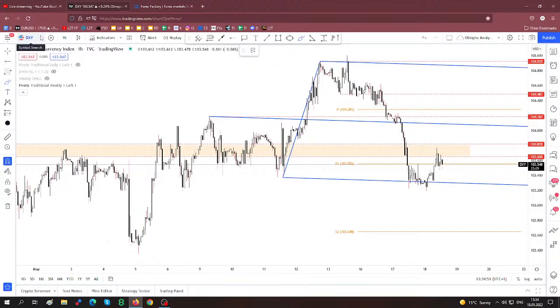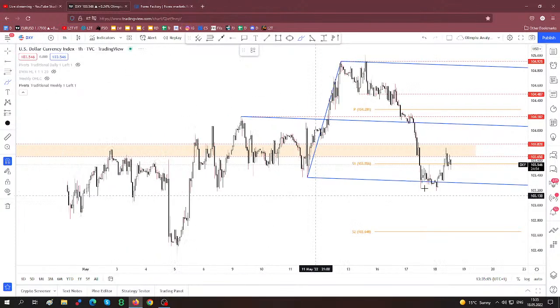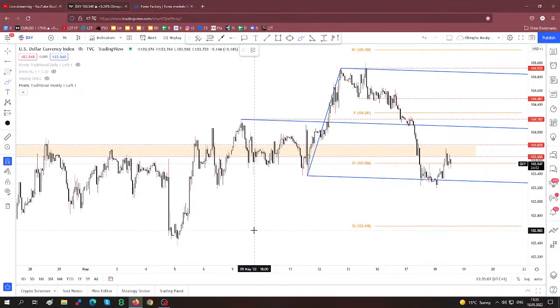Personally, and other VIP members could confirm that, I've sent my pending order in Australian dollar, US dollar today, and also maybe I will share another trade maybe on New Zealand dollar, US dollar.